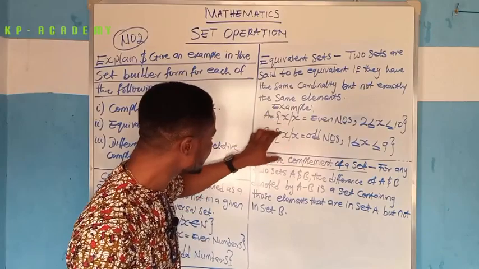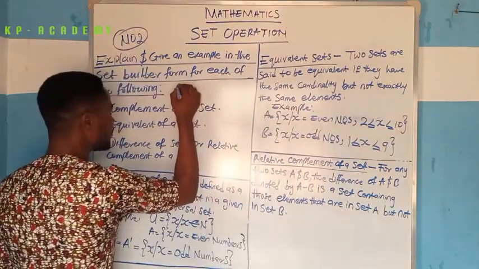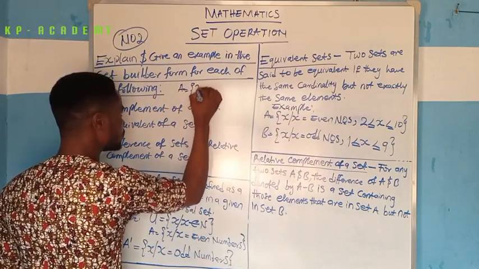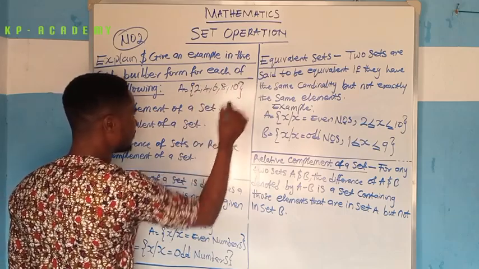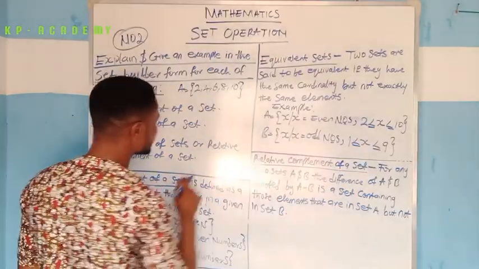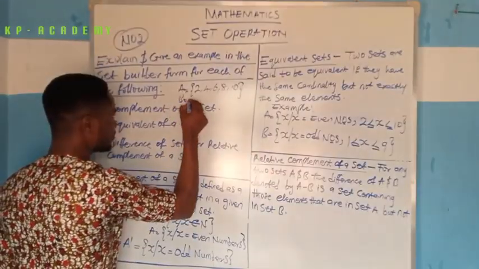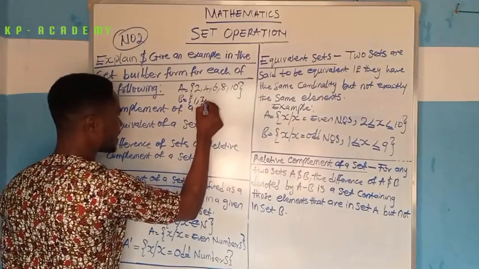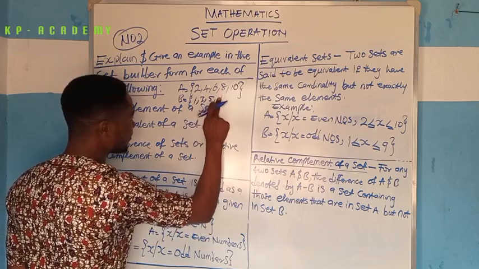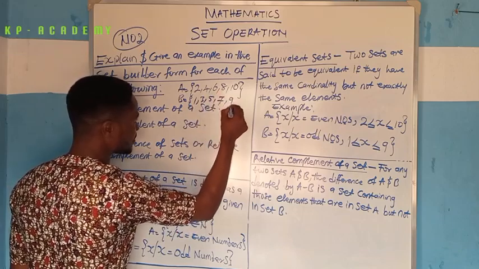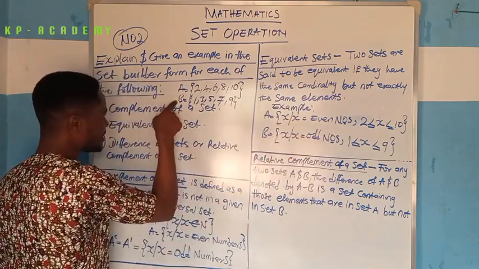Now, if I write out set A in a listing method, you find that A is equal to 2, 4, 6, 8, 10. Very important. And again, if I write out set B in a listing method, you find that B is equal to 1, 3, 5, 7, 9. So this is the listing method of set A, and this is the listing method of set B.